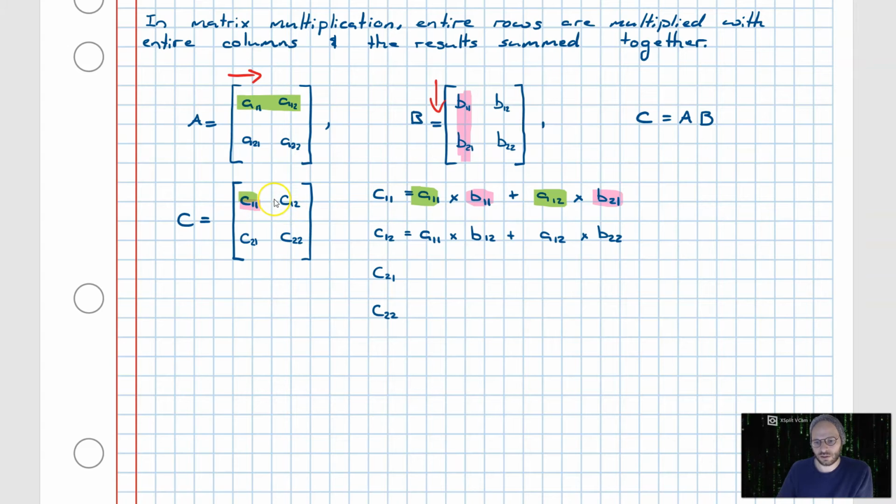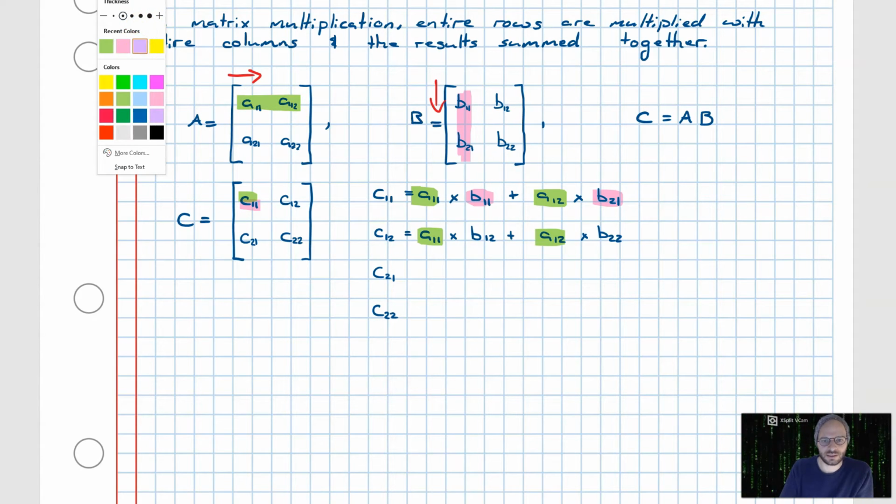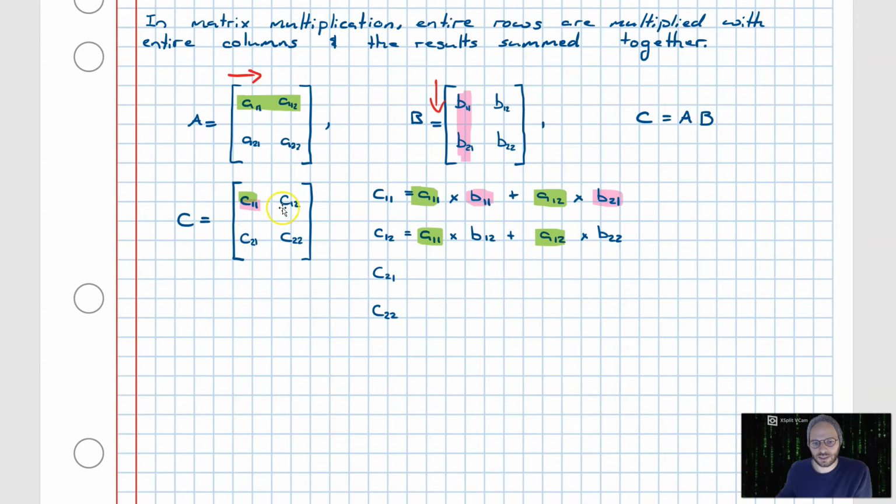Now for C12, once again, we're still in the first row. So we're going to go A11 and A12. However, what we're operating on is the second column. So C12 is in the second column, and we're going to use the second column of our second matrix. So B12, B22. And thus summing them together, we get the result for C12.